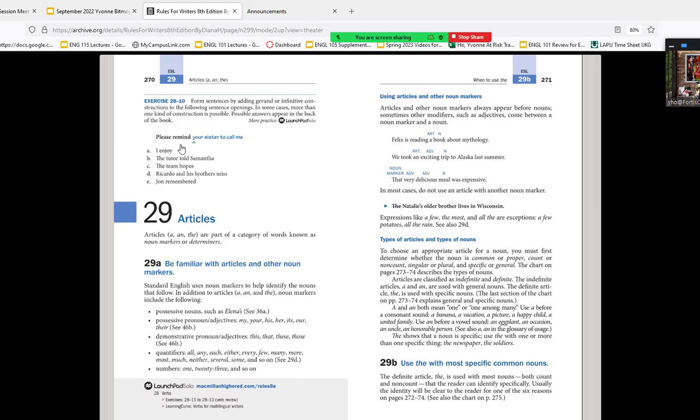This one takes both. John remembered watching the Titanic in 1992. So that's like a fond memory. Then, John remembered to lock the door before he left for work. And that one you've got to remind yourself. When it's an infinitive, that means you have to remind yourself to do something. And then if it's a gerund, it's a fond memory. So in this case, whether you follow the verb remember with an infinitive or a gerund changes the meaning of the word.